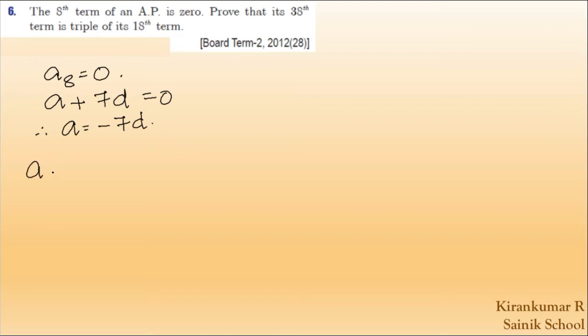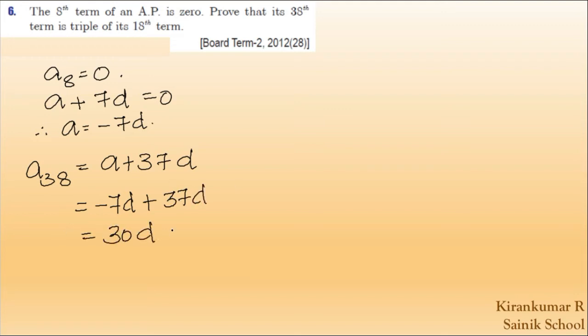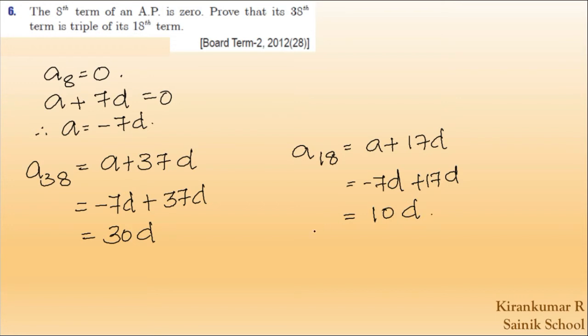Let me first find the 38th term. The 38th term is a plus 37d. Upon substituting the value of a, I get minus 7d added to positive 37d, which is 30 times d. Similarly, what is A18? It is a plus 17d. A value is negative 7d plus 17d. This will become positive 10d. On comparison, we will come to know that A38 is 3 times A18. Hence, we have proved.